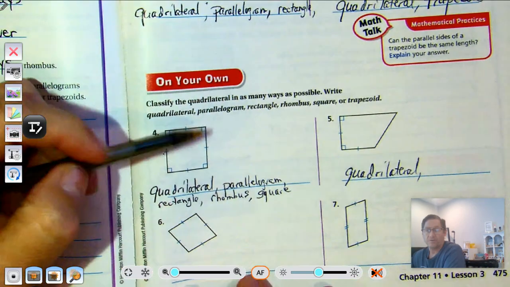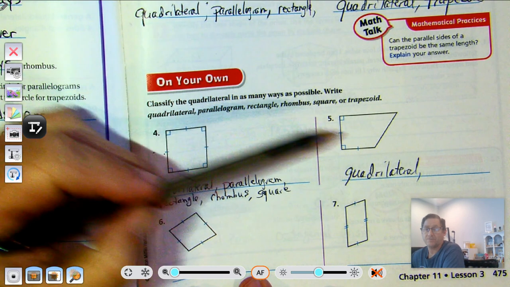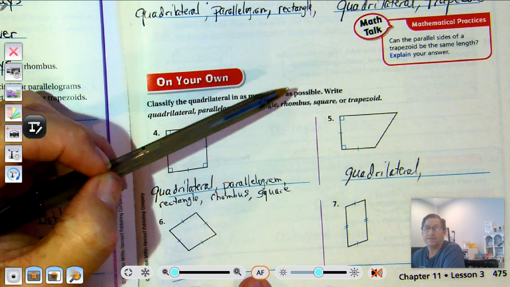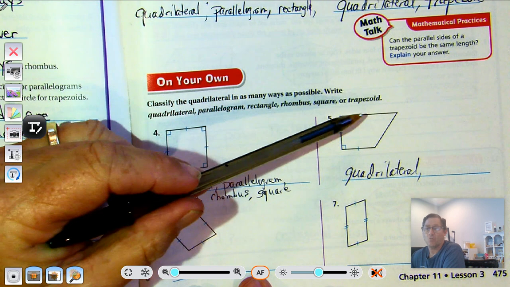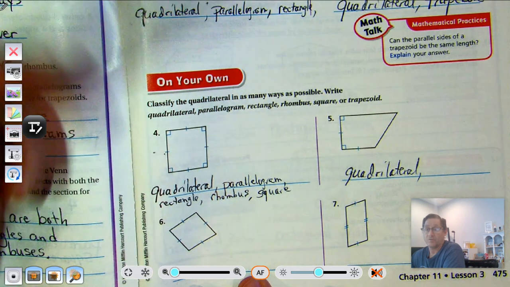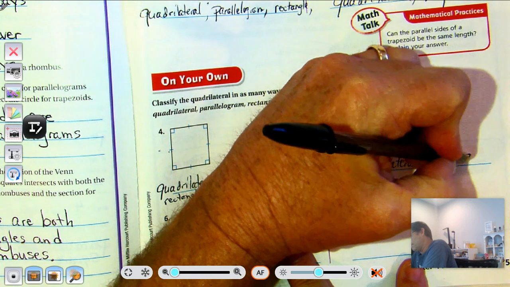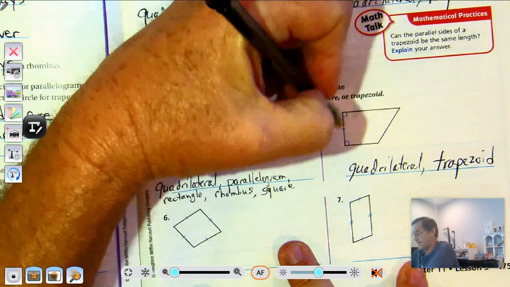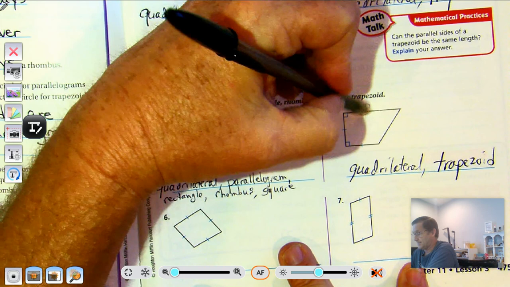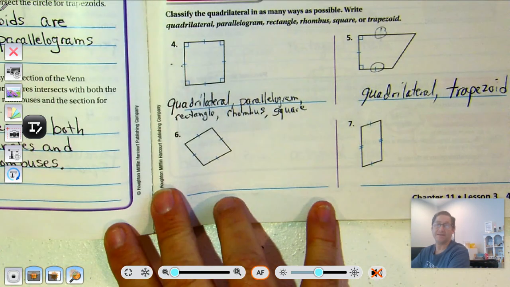Number 5, it's a quadrilateral, 4 sides. It is not a parallelogram. It doesn't have 2 pairs of parallel sides. It's not a rectangle. It doesn't have 4 right angles. It's not a rhombus because it doesn't have 4 congruent sides. It's not a square because it doesn't have 4 congruent sides. It is a trapezoid. It has exactly 1 pair of parallel sides.